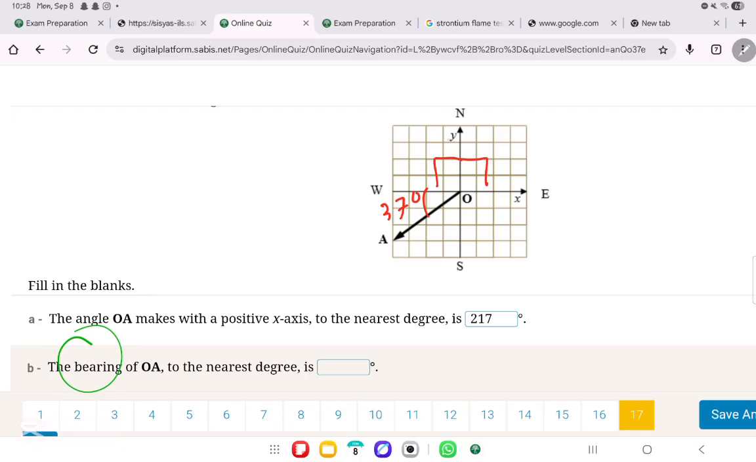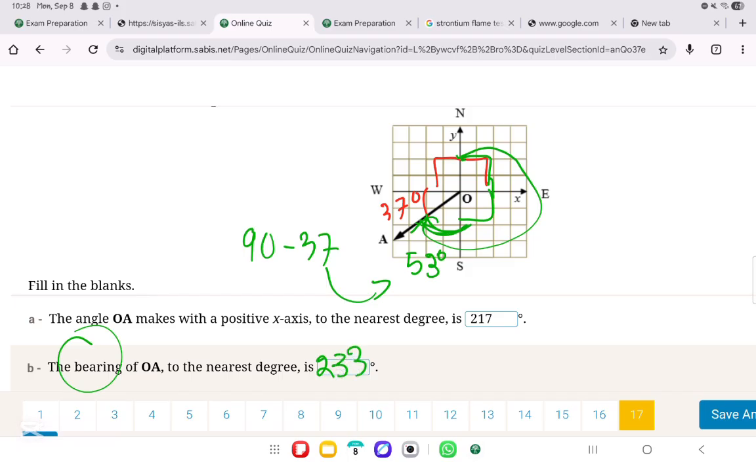So from the North Pole, you turn clockwise. How much is this now? This is 90 plus this angle over here. What's this angle over here? It's 53 degrees. How did I know? I did 90 minus 37 and I got 53 degrees. So 90 plus 53, I will get an answer which is 233 degrees. Let's move on to part C.